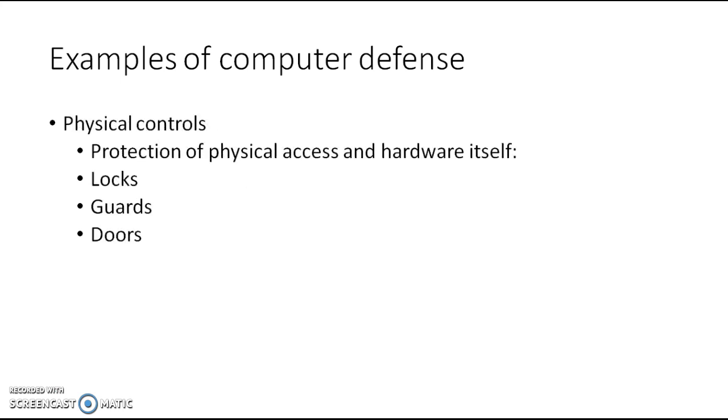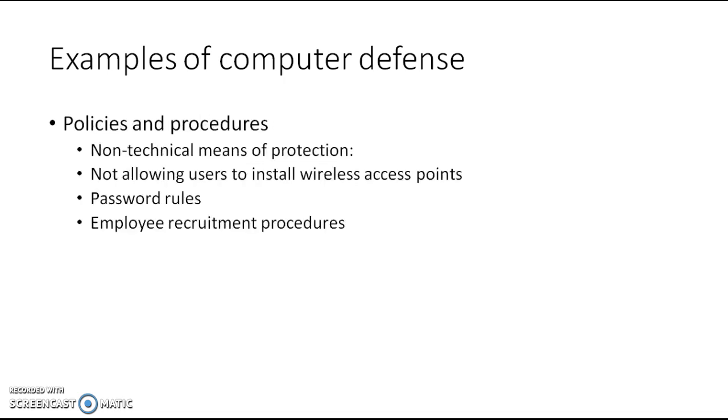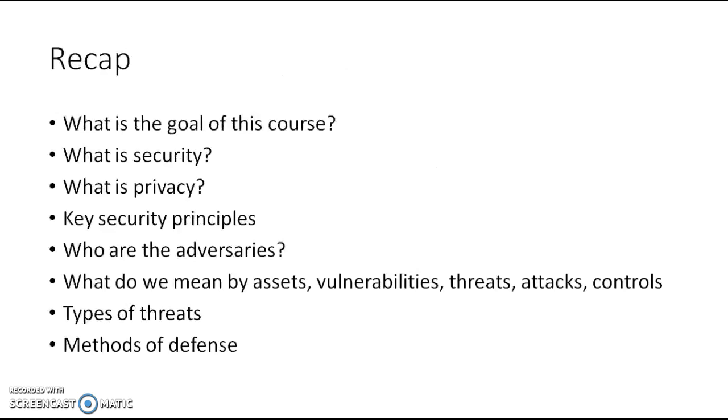Physical controls: we have protection of physical access or of the hardware itself, like locks, guards, and doors. That is the physical protection. Policies and procedures: we can have non-technical means of protection, such as not allowing users to install wireless access points, because it is an easy way for our resources to be hacked or hijacked. Password rules: a strong password, 8 characters with special characters. Employee recruitment procedure is important.